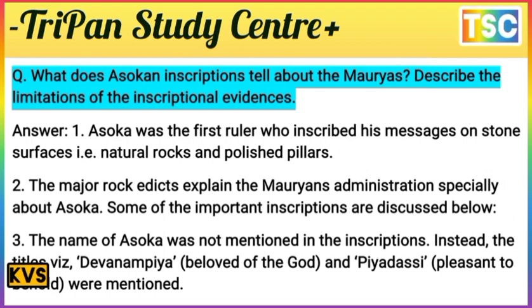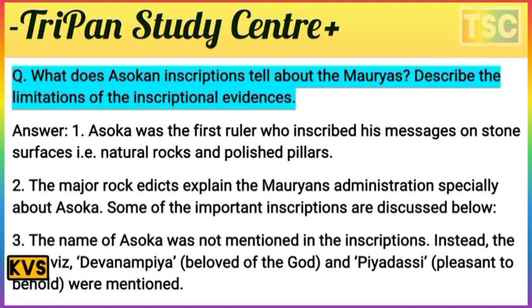You know that Ashoka was the first ruler who inscribed his message on a stone surface. That's important. The message was inscribed on natural rock and on the polished pillar, which are the sources of the message here.